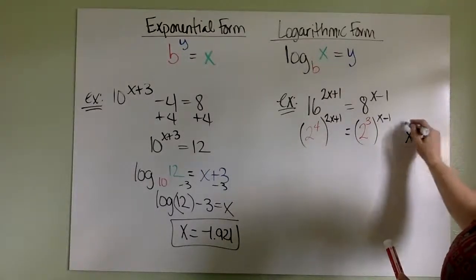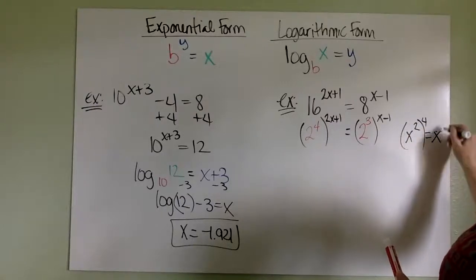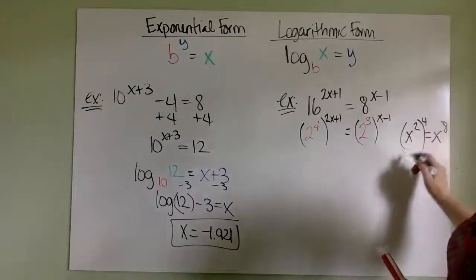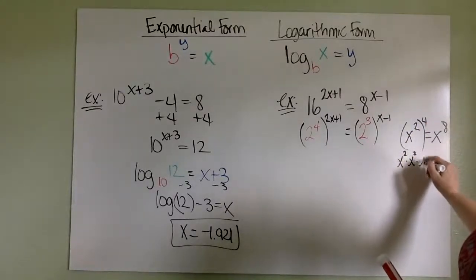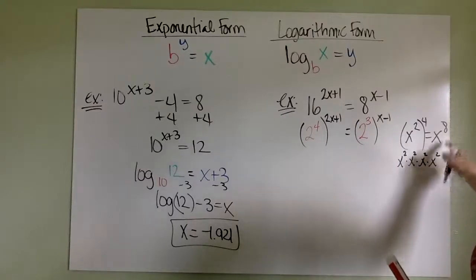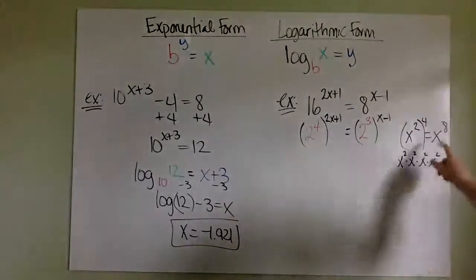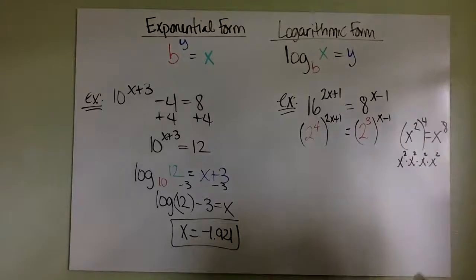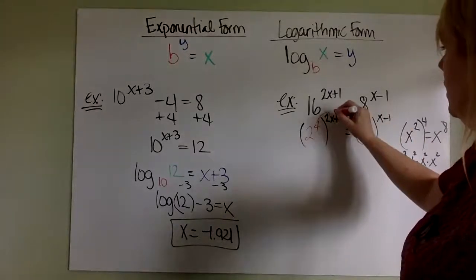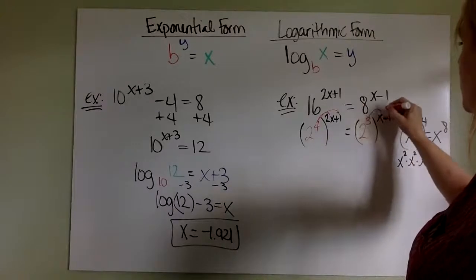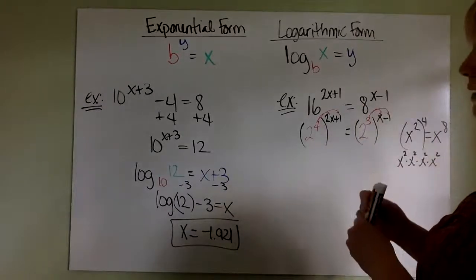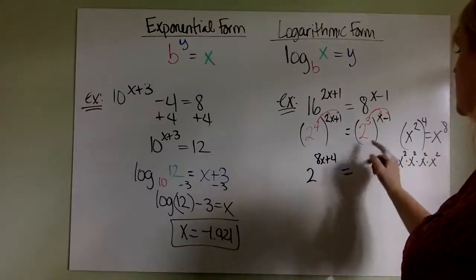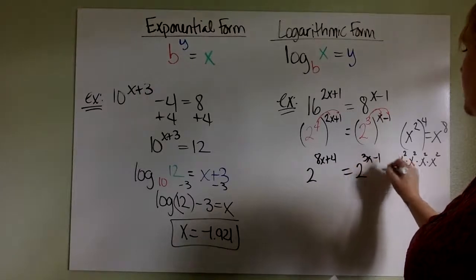Recall that the exponent to an exponent rule, shortcut rule, I should say, is that you can multiply 2 times 4 to make 8, because x squared to the 4th power means x squared times x squared times x squared times x squared, 2, 4, 6, 8 makes 8 of them all together. So this is just a shortcut rule. The multiplying, 2 times 4 is 8. So we're going to distribute this 4, multiply it by the 2x plus 1, distribute the 3, multiplying it by the x minus 1. And then on the left side, I have 2 to the 8x plus 4. And on the right side, I have 2 to the 3x minus 1.